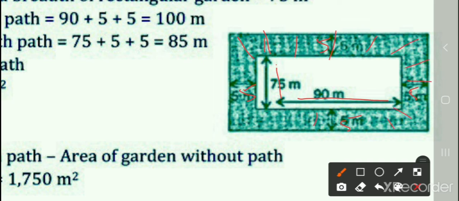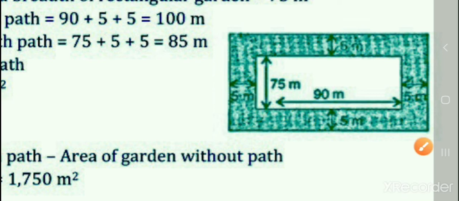So, how did we do it for the circle? Same we are following here also. Outer area of the rectangle minus inner area of the rectangle. Whatever it may be, children, if it is a rectangle or a square or a circle, if the path area is asked, what you should do is outer area minus inner area.